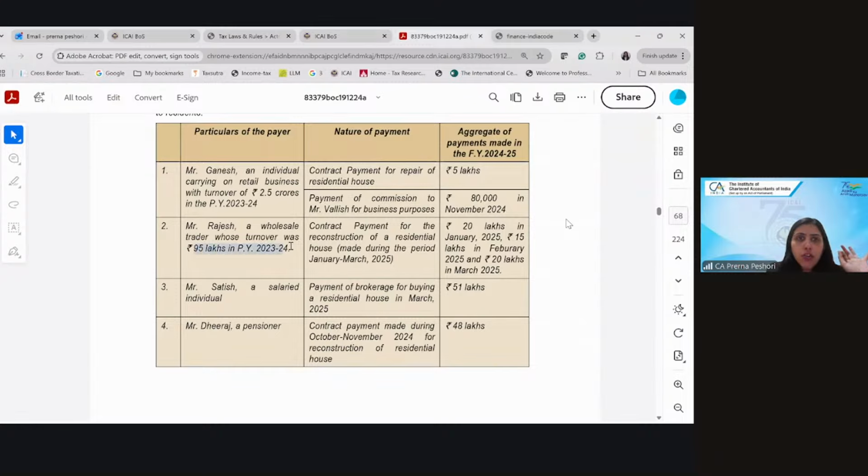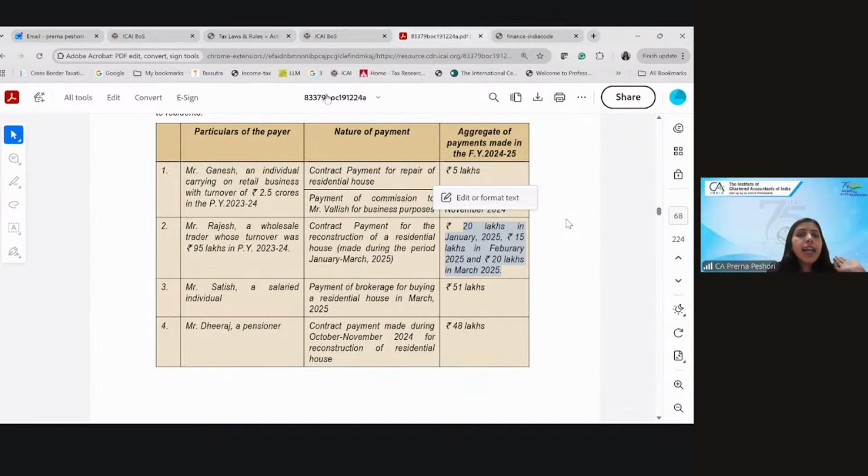The threshold of turnover is less than 1 crore, so 194C will not apply. Plus, this is for a residential house, so a personal payment, 194C will not apply. So I'll go to 194M. For 194M to apply, this should be more than 50 lakh. This is more than 50 lakh. Then 2% of this will be applicable. Clear? Yes, clear, ma'am.